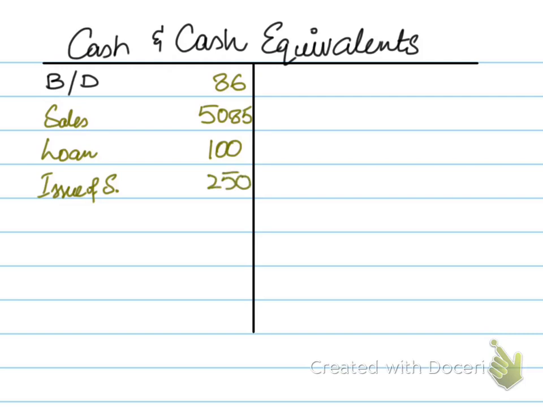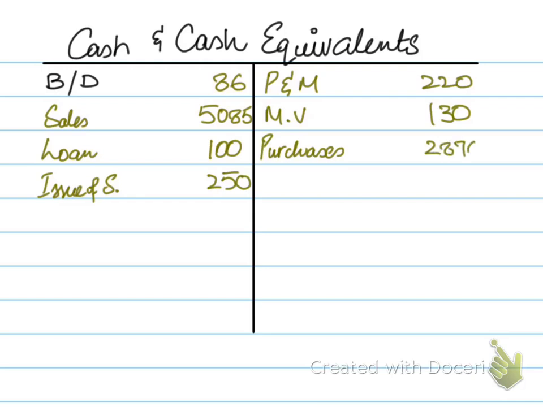Now I bought plant and machinery worth 220,000. Then I purchased motor vehicle for 130. Then the payments made to suppliers. So basically 10 months of my purchases. So 10 into 289 plus the opening trade payables. So this will be 2876.